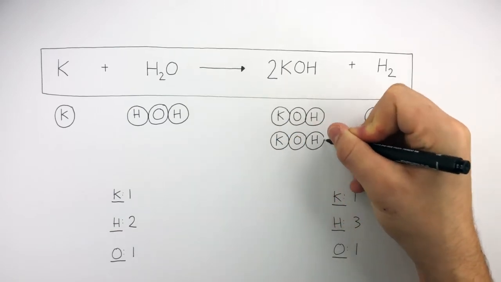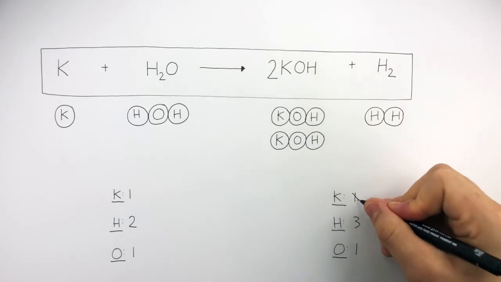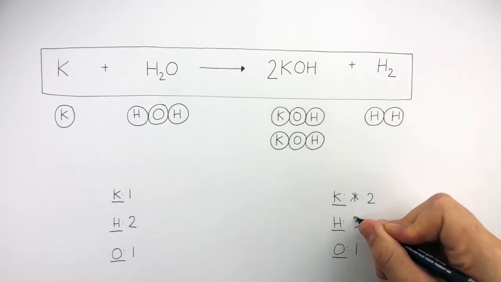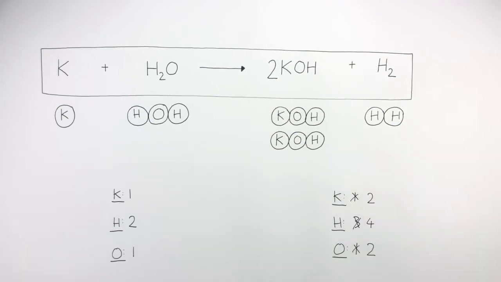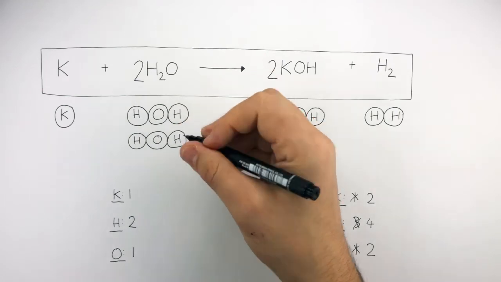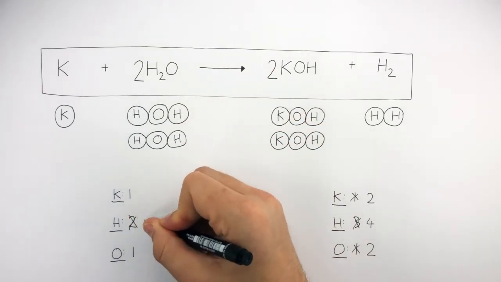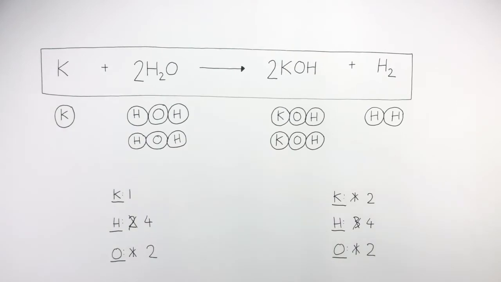So now there are two KOH compounds. In total, on the right side, there are now two K atoms, 4 hydrogen atoms in total, and 2 oxygen atoms. We can see there are 4 hydrogen atoms in total on the right and 2 hydrogen atoms on the left. So we have to put a big 2 in front of the H2O, giving 2 H2O molecules. In total, there are now 4 hydrogen atoms and 2 oxygen atoms on the left.